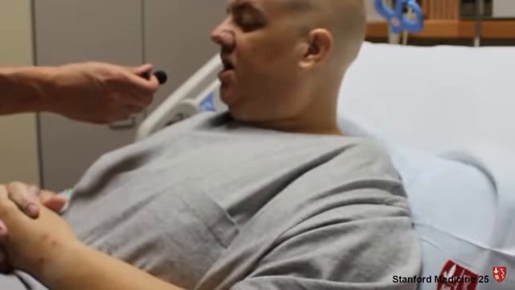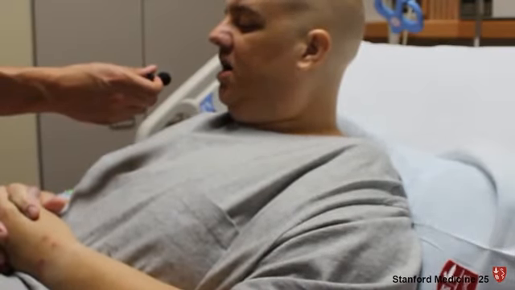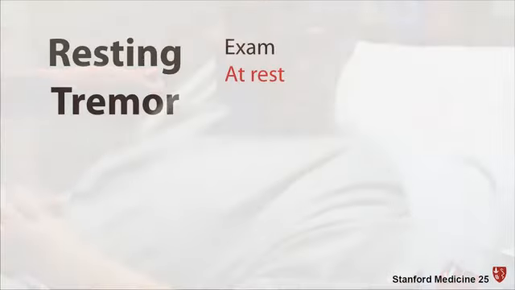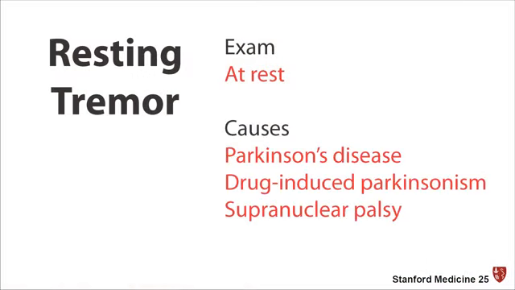The resting tremor is simply examined at rest. Causes include Parkinson's disease, drug-induced Parkinsonism, and less common supranuclear palsy.